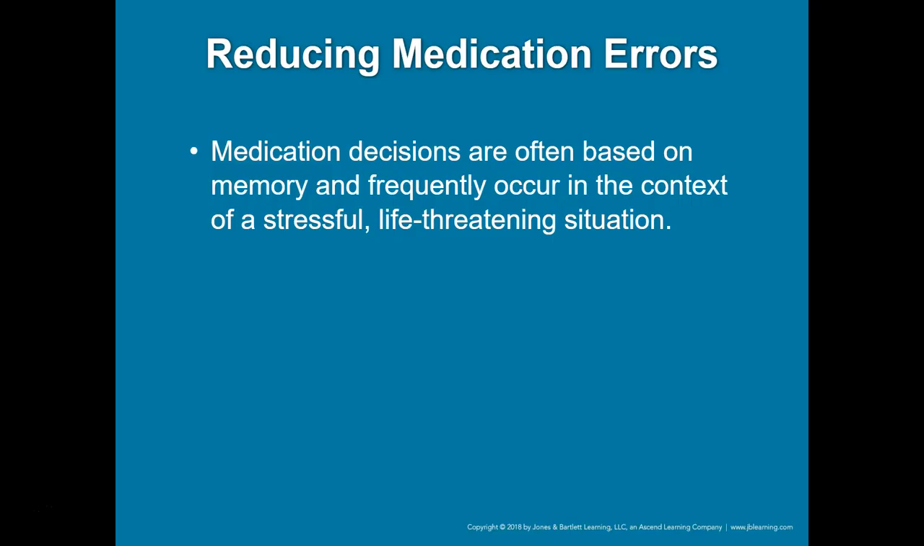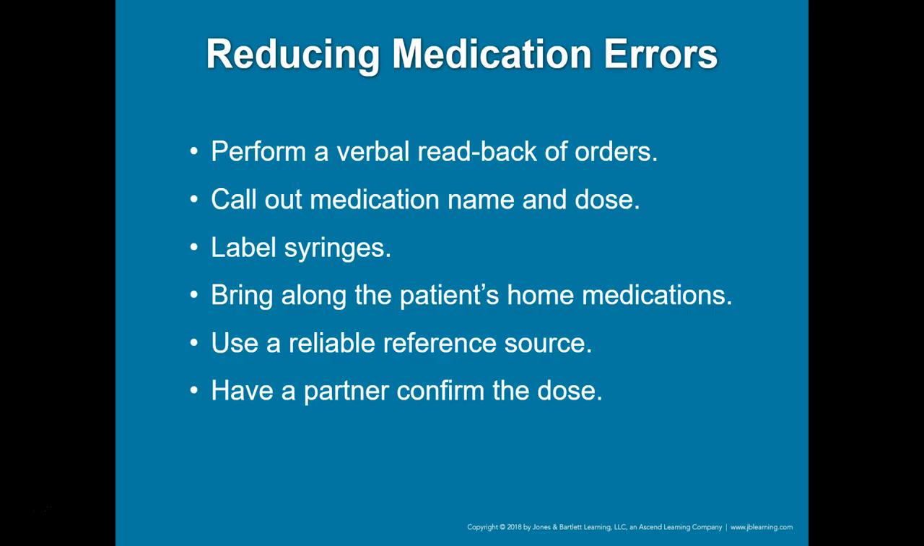Medication errors. Medication decisions are often based on memory and frequently occur in the context of a stressful, life-threatening situation. Throughout the course of paramedic school, you're going to be tested on this both in the book and on paper form, and then in the lab setting will be a majority of your testing on this. You're going to memorize all these different drugs and routes, doses, how they work in the body. We're going to be harsh on you throughout all of paramedic school because we want this stuff ingrained in your memory. That way, whenever you're in that life-threatening or stressful situation, it comes right back to you. It's just habitual at that point.